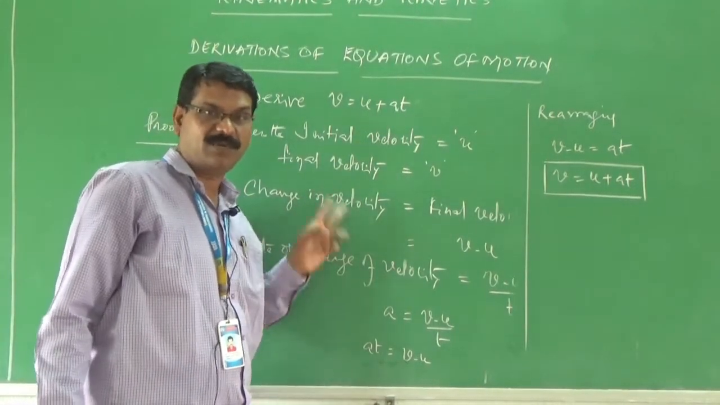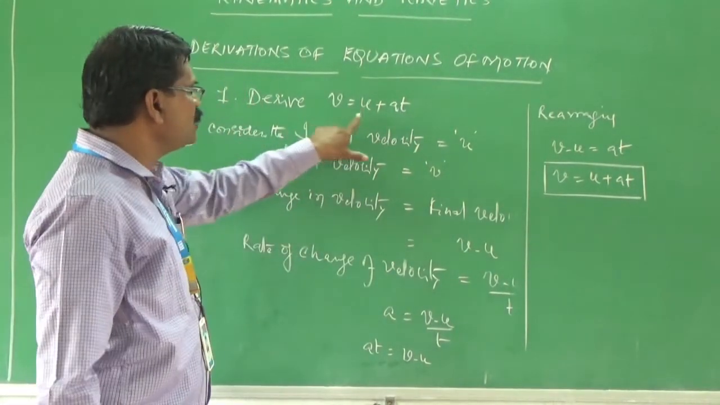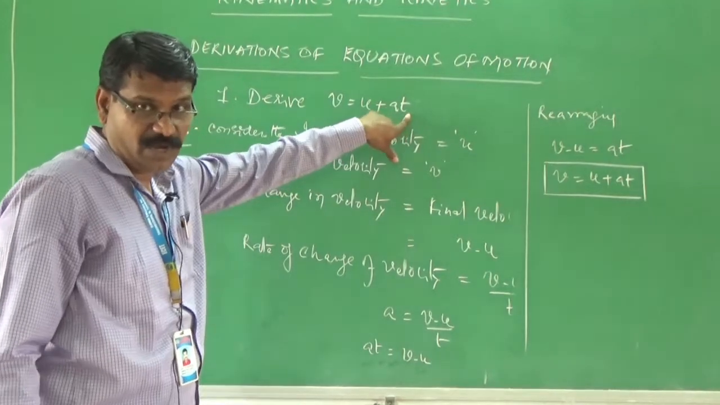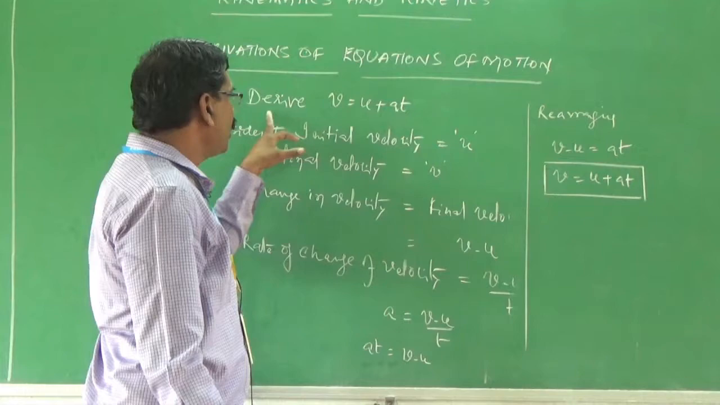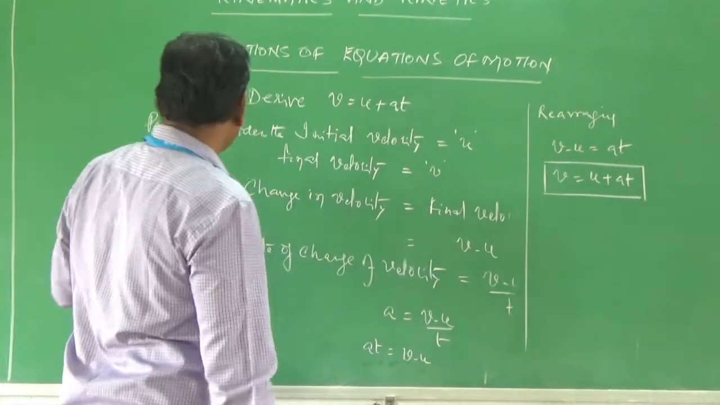I would like to repeat it once again. Derive v is equal to u plus at. Whenever we get a question like this in the examination, how to prove this? Derive v is equal to u plus at. Proof.